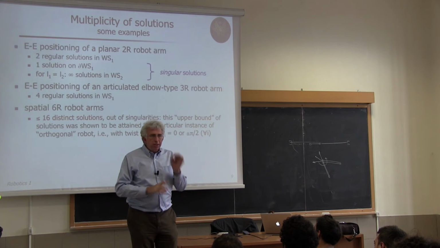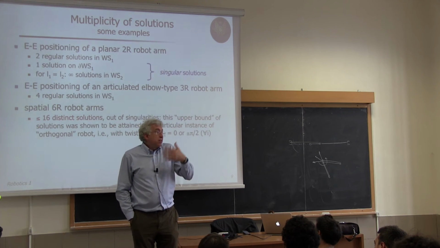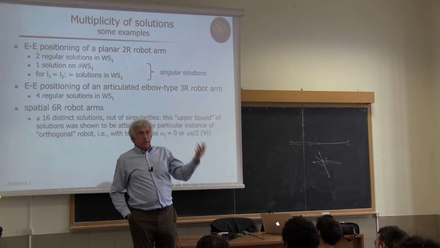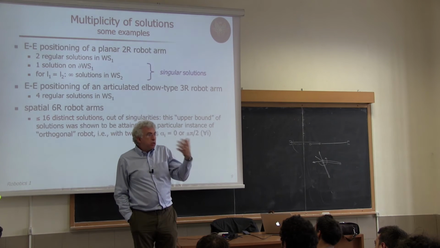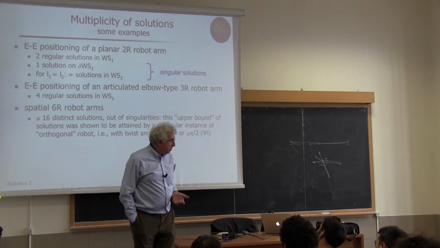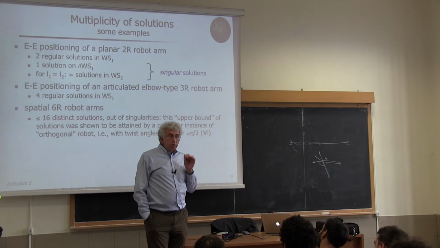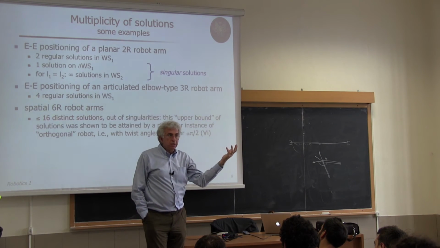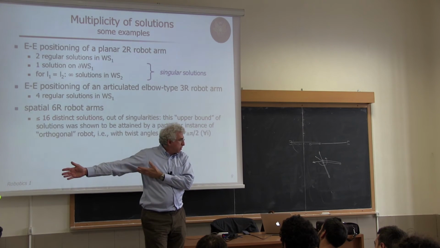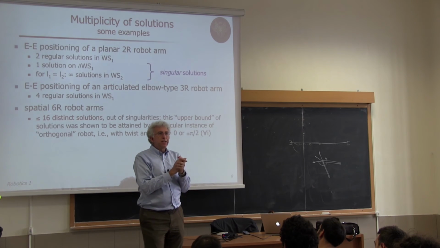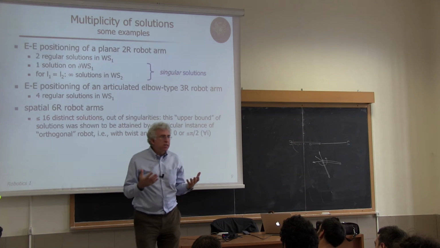Okay? So the 6R robot is the toughest robot for which you may look for an inverse kinematic solution, possibly in closed analytic form, and you want to count the number of distinct solutions. Remember, you should remove the singular case, because if you are in a singular configuration, then you have an infinite number. Only when you are in a regular condition, you have possibly a finite number of solutions. So how many inverse kinematic solutions are there?